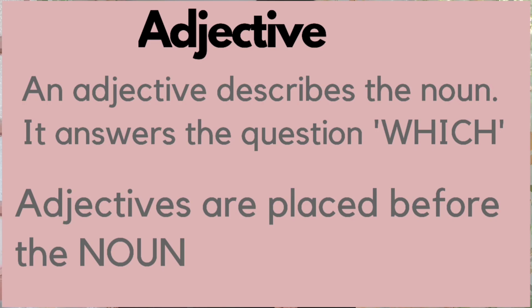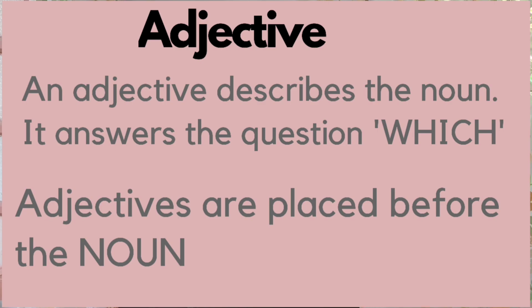Your third part of speech is your adjective. Your adjective tells you more about the noun. Your adjective describes the noun. So if I say Thomas is a boy, you have Thomas and boy, both that are nouns. But if I say Thomas is a handsome boy, then the word handsome is telling you more about Thomas, telling you more about the boy, and so handsome is your adjective. Your adjective also answers the question which.